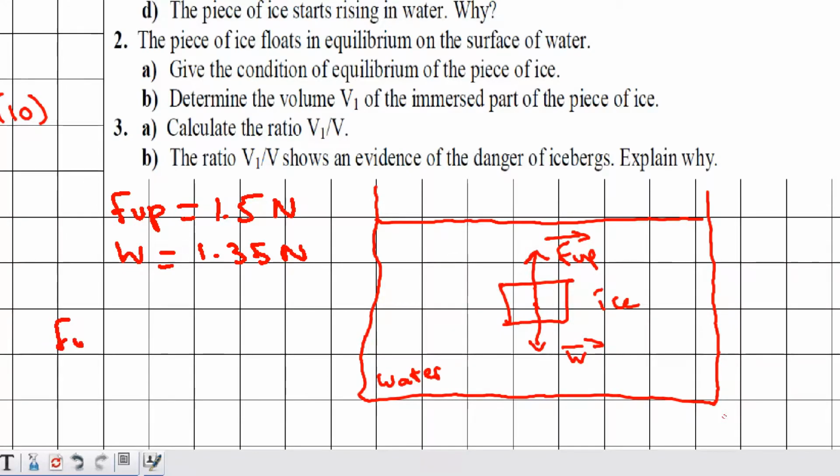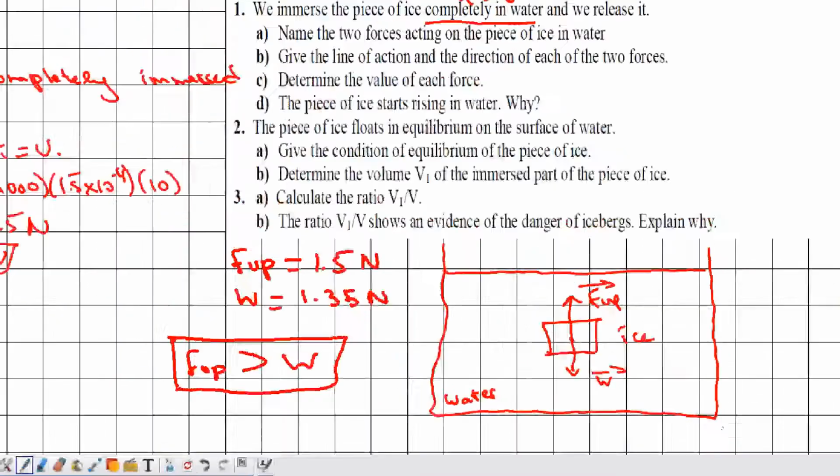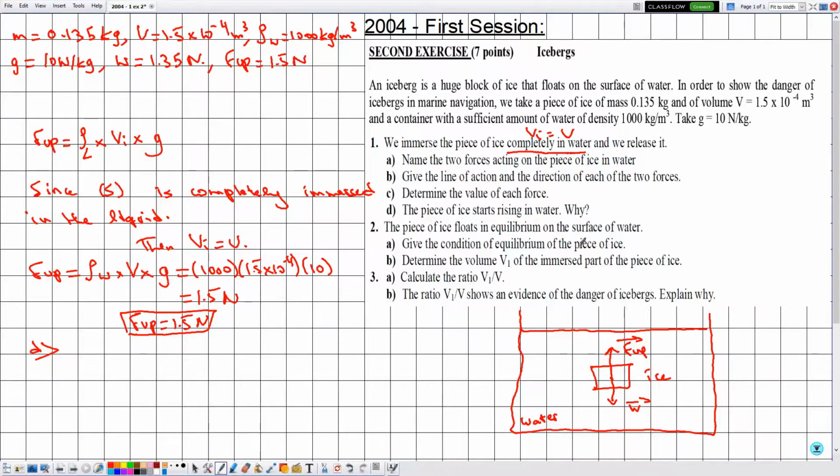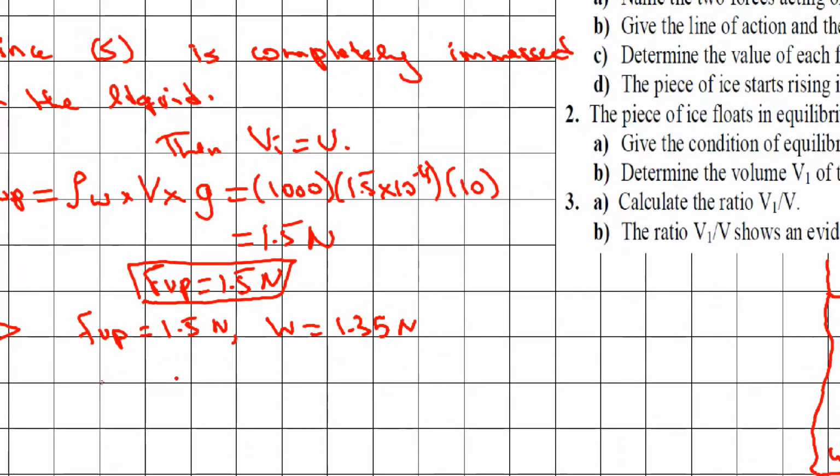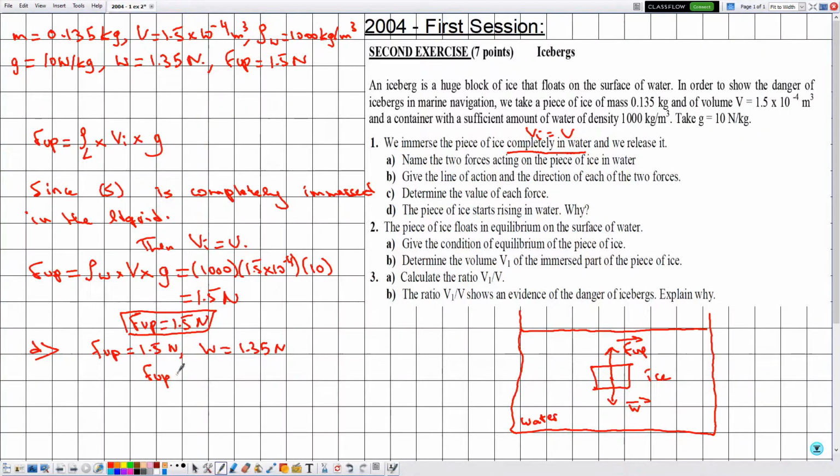So F upthrust in this case, which is equal to 1.5 newtons in magnitude, is greater than W. So what does this mean? It means that the action of F upthrust is stronger than the action of the weight. For this reason, the piece of ice will rise to the surface of the water. So the justification here consists of comparing the magnitudes of F upthrust and the weight. F upthrust is given by 1.5 newtons, the weight is given by 1.35 newtons, and by comparison we need to say whether it is greater, equal, or less than, and in this case F upthrust is greater than W.